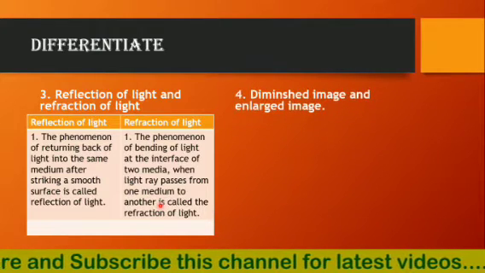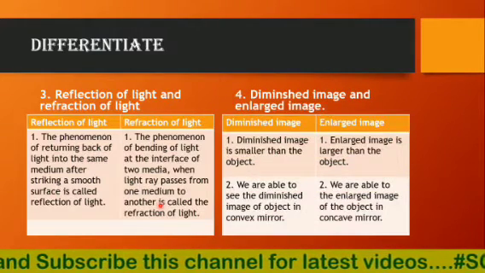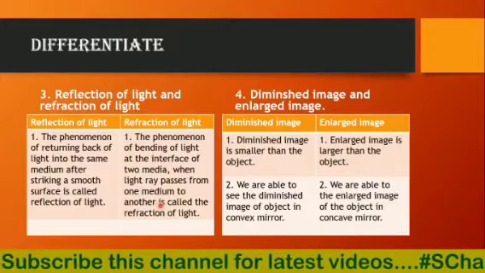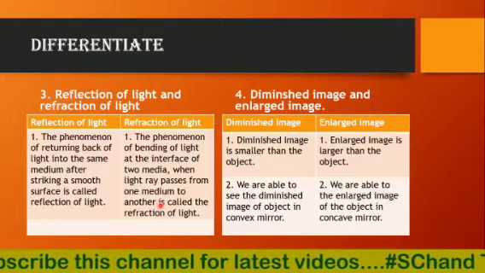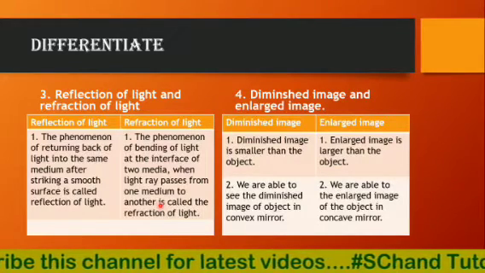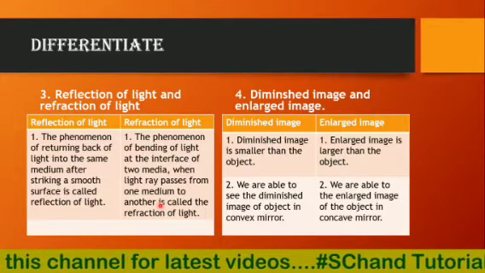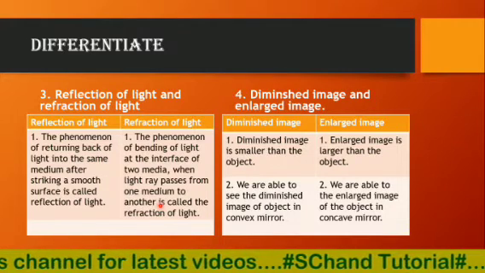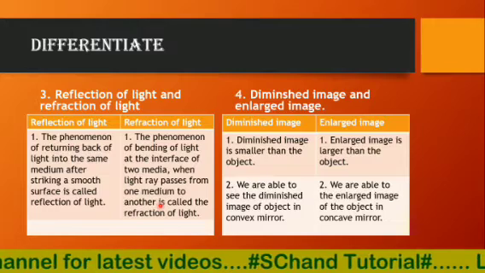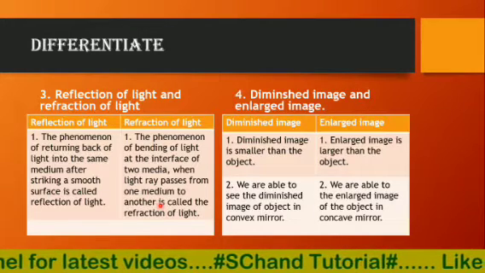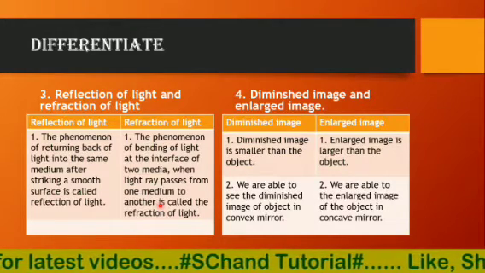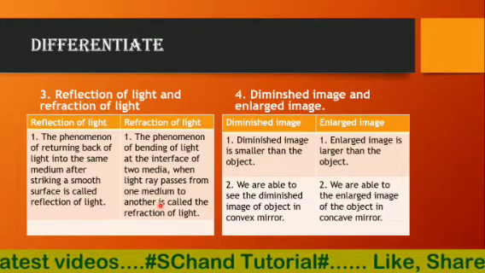Then we have the diminished image and the enlarged image. A diminished image is smaller than the object, an enlarged image is larger than the object. So we are able to see the diminished image of an object in the convex mirror. We are able to see the enlarged image of an object in the case of the concave mirror. So these are the differences.